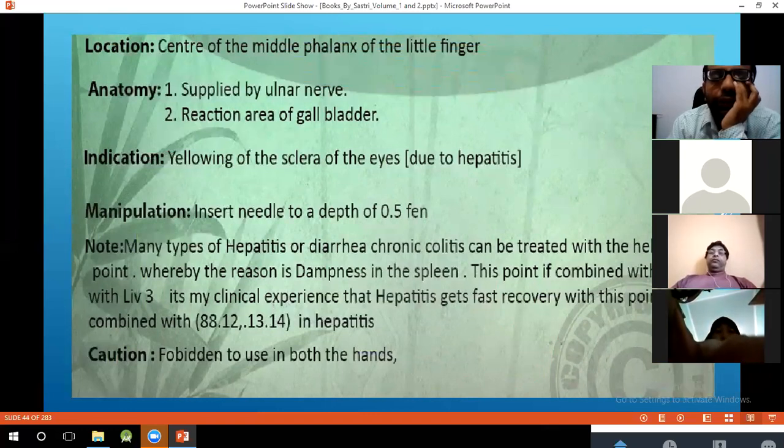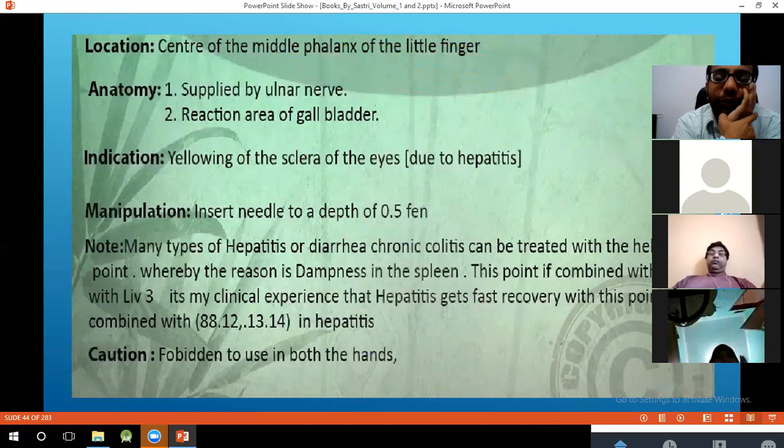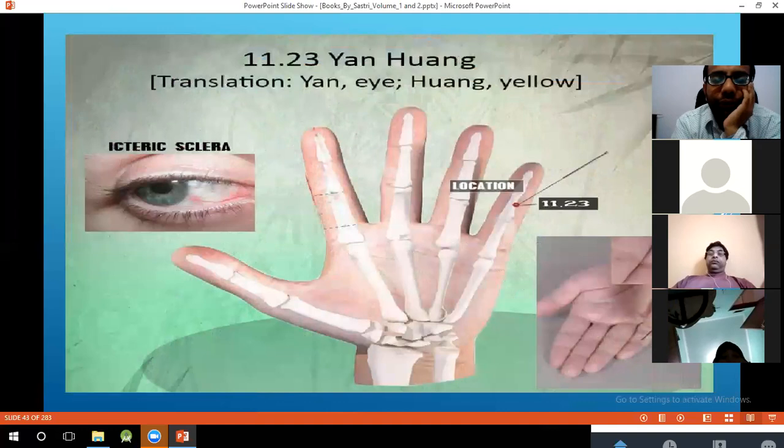You may advise the patient, even Madam used to advise the patient, to take pineapple leaves until the stool becomes black. You have to continue pineapple leaves with this treatment. See, chronic colitis cannot be cured, but if you work with chronic colitis in combination with this, you will teach this to the patient. He has to needle 88.12, 13, and 14 with liver 3 and 11.23.